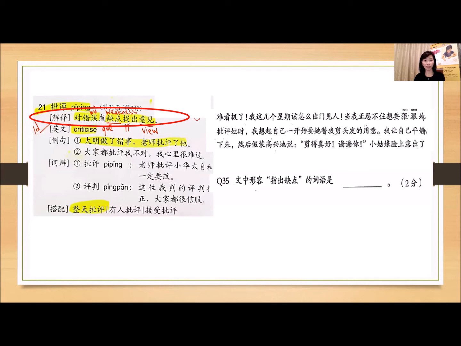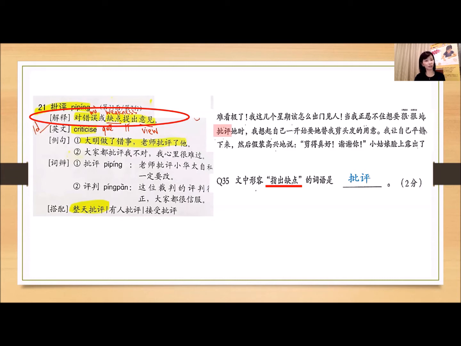指出缺点 is very similar to the Chinese meaning that is stated on the left side, correct? So the best case scenario is when the students see the question, they are immediately able to tell you the answer, which is 批评. Then they want to check whether the answer is correct or not. They will go into the passage and find that word 批评. If they are able to find it, that means their assumption is correct, and that's where they will write down the answer.